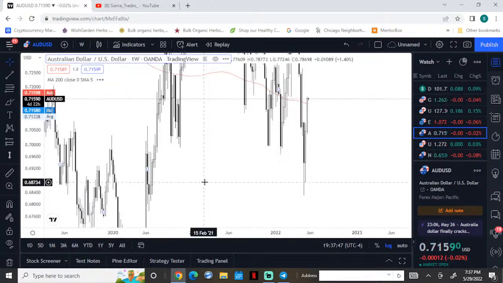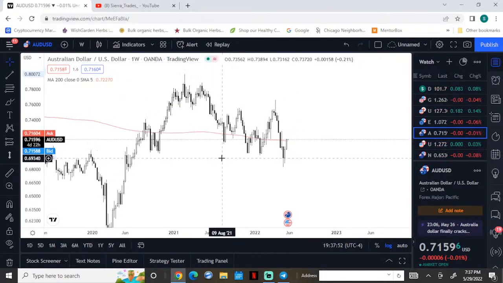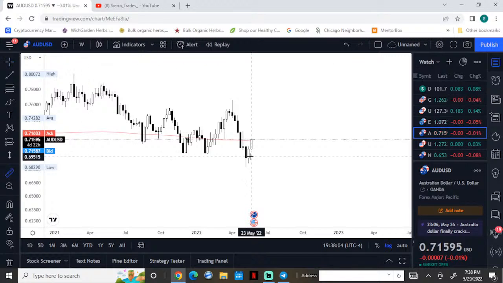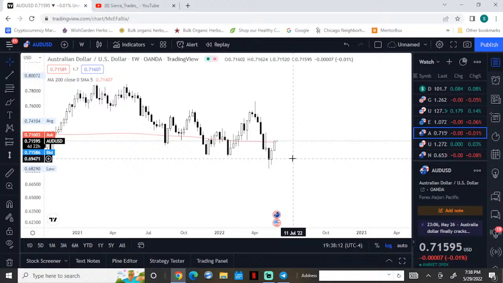All right, on our weekly, what do we have? AU weekly, these two candles, strong. Let's see if we can get another nice strong buy candle. That was 125 pips nicely. I am going to draw this low right here at the body.